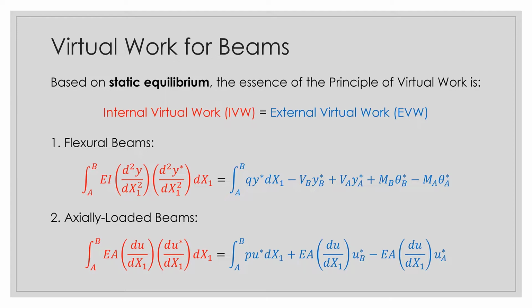Now, just like before, above where we have all the V and M terms, down here we have EA multiplied by the first derivative of our displacement function, multiplied by our virtual displacement at point B, minus EA multiplied by the first derivative of our displacement function multiplied by the virtual displacement at A.